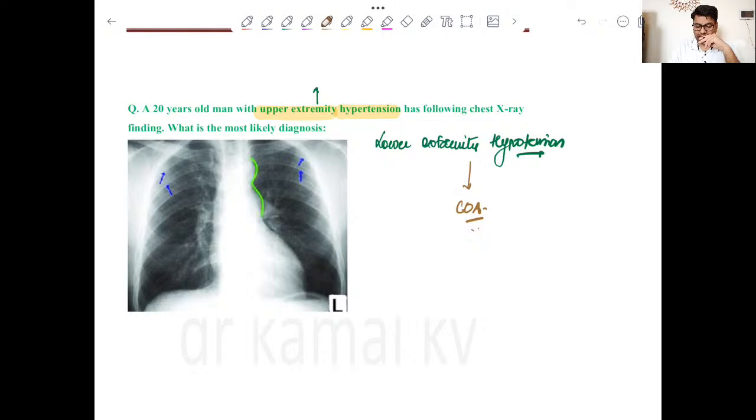Now on x-ray you have to look for two things. As in this case you can classically see there is a 3 sign, right? So this is the 3 sign, and secondly what you will see, suppose if this is a rib, you will see there is notching of the inferior surfaces of the rib, right? So inferior rib notching, right? So these are two important x-ray findings which you have to look for, which are related to coarctation of aorta.